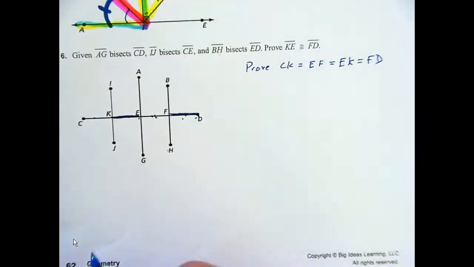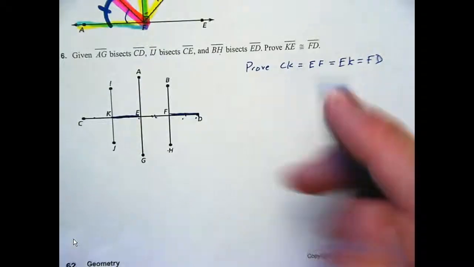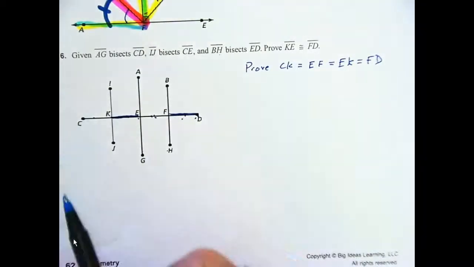Yeah, that's easier said than done, though, right? What's the definition of segment bisector? Yep, the definition of segment bisector will help you out here. So here, I'm going to give you the reasons you'll need for this proof. Write them down off to the side. You're going to need definition of segment bisector, segment addition postulate, and definition of congruent segments.